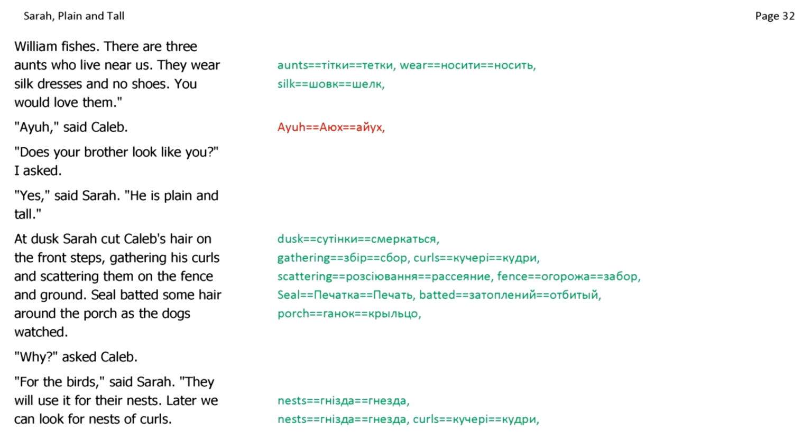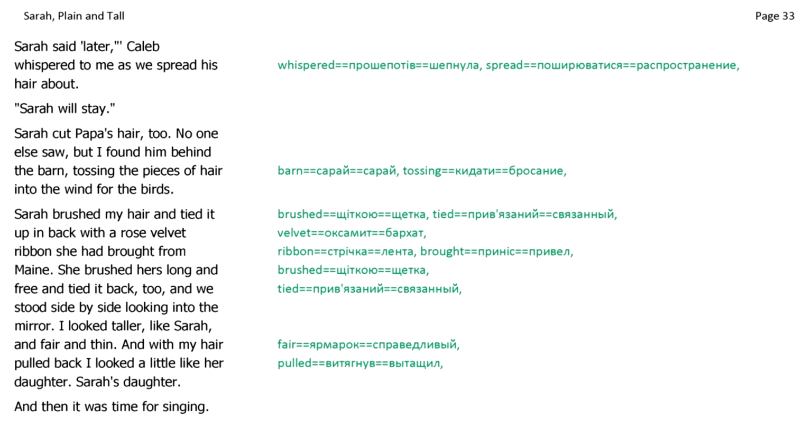At dusk, Sara cut Caleb's hair on the front steps, gathering his curls and scattering them on the fence and ground. Seal batted some hair around the porch as the dogs watched. "Why?" asked Caleb. "For the birds," said Sara. "They use it for their nests. Later we can look for nests of curls." "Sara said later," Caleb whispered to me as we spread his hair about. "Sara will stay." Sara cut Papa's hair too.